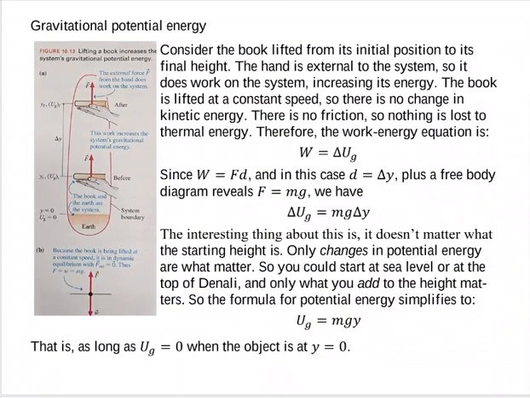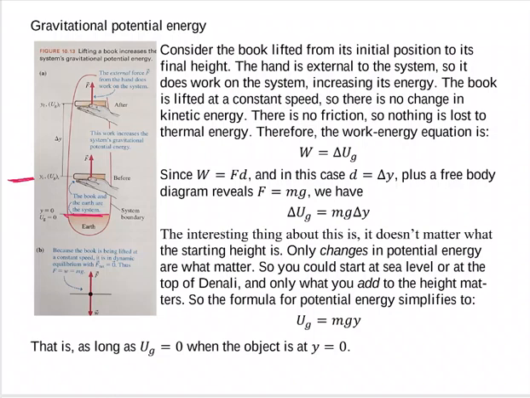First, we're going to talk about gravitational potential energy, and there are a couple of very important points here. So here's the Earth down at the bottom. We're going to raise the book up off the surface of the Earth. So consider the book lifted from its initial position to its final height. Its initial position is here, not on the surface of the Earth.